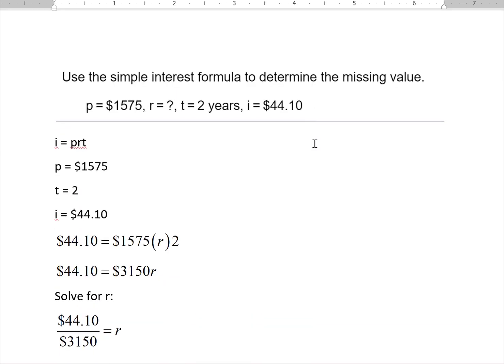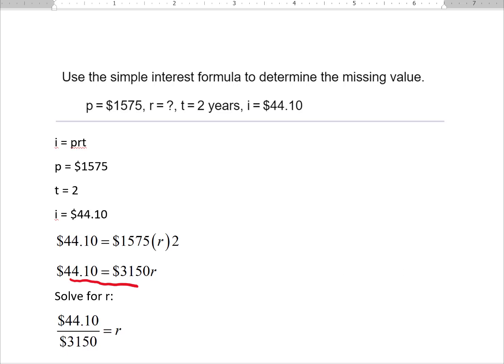Use the simple interest formula to determine the missing value, and the missing value this time is the interest rate. Same formula, I equals PRT. We have the principal at $575, we have the time at 2 years, and we know the interest paid was $44.10. So same formula. I'm going to simplify the right side of the formula, multiply 2 times 575 to get this formula right here. And then I'm going to solve for R, and that gives me the formula shown below.